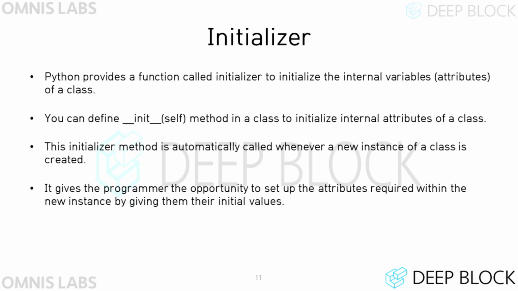Python provides a method called initializer to initialize internal attributes when creating a class instance. To use it, we first need to define the function called __init__ as shown in the slide. You can create a class instance without defining an initializer function, but through an initializer, a programmer can initialize and configure the internal attributes of any instance. Note that the parameter self must be written in the initializer function so that the attributes inside the instance can be handled within the initializer method.